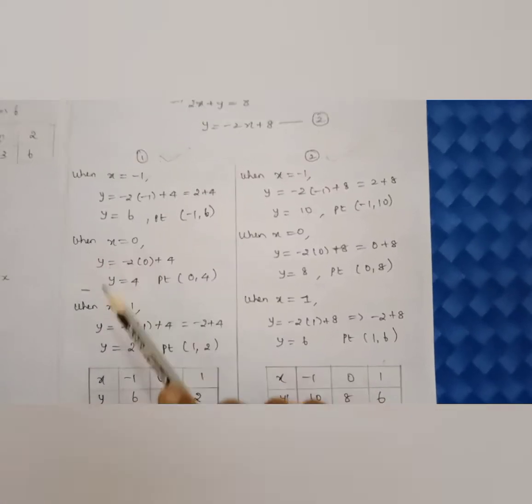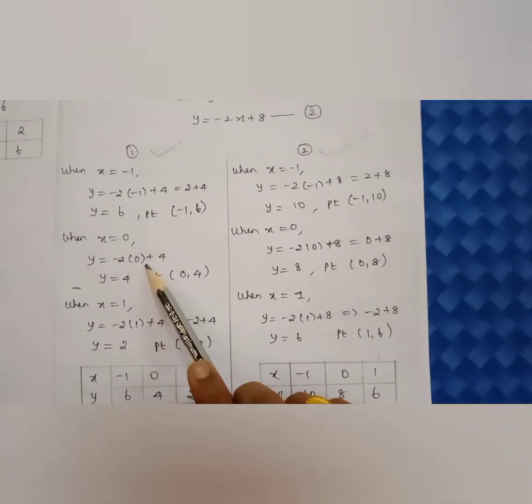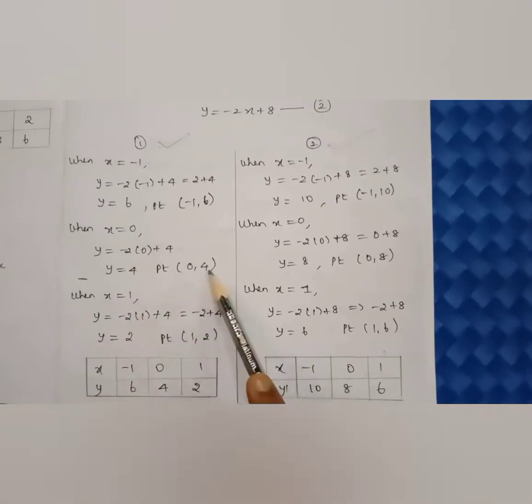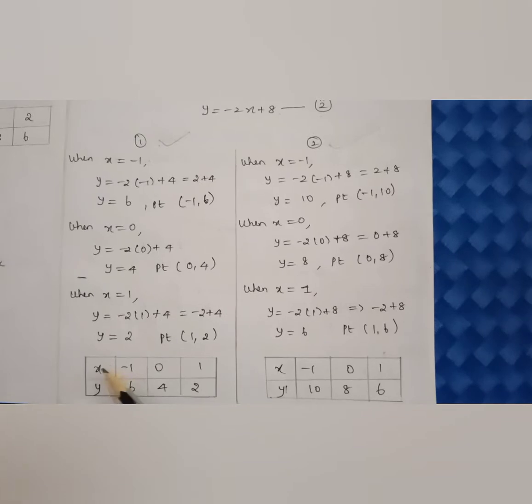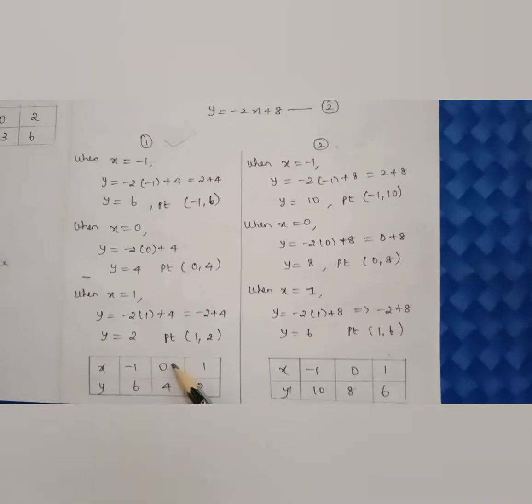Now I will substitute x as 0. So y is equal to minus 2 into 0 plus 4. So y is equal to 4. Similarly, when I am substituting x as 1, I am getting y as 2, and in the tabular column, x is minus 1 means y is 6, 0, 4, 1, 2.